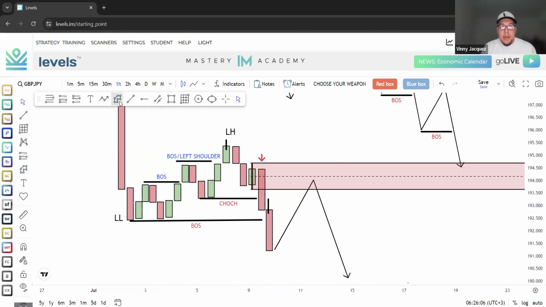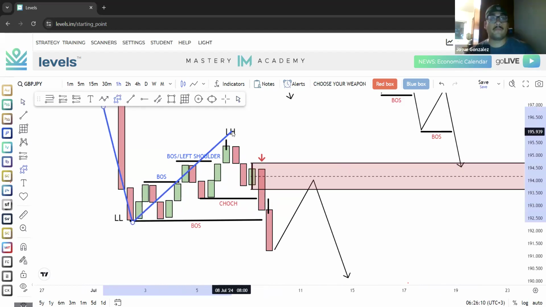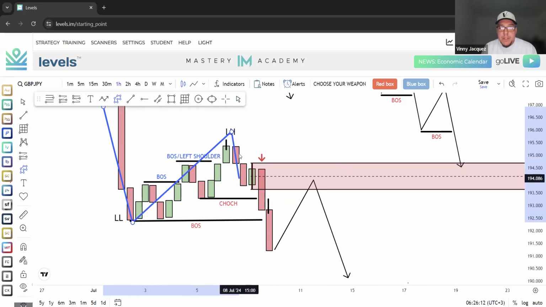But you can't forget we have the lower low, lower high. Now, this stuff right here needs to happen so we can break structure to the downside. Does that make sense?